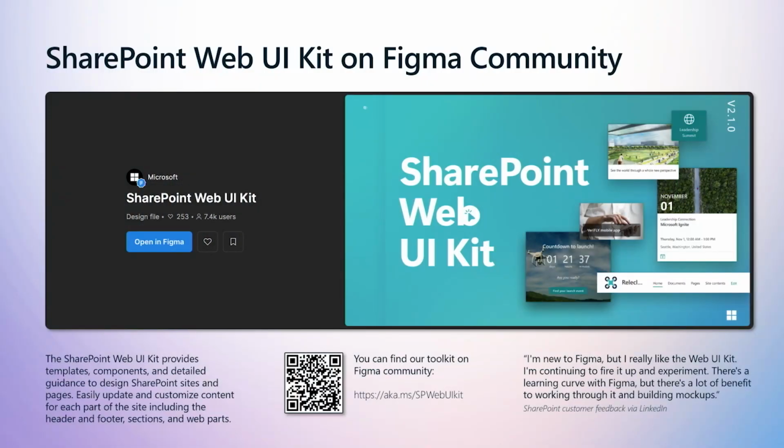So what are the resources that you can use to learn more? A few months ago, we released a new SharePoint web UI kit on the Figma community, which will allow you to quickly and easily envision what your organization's sites and intranet portals might look like. So you can use this web UI kit in Figma to go through and customize, update it to have your brand, colors, themes, images, and give people that real visual of what it might look like before you ever get started building it. So it's a great resource. You can go out and download and use that today.